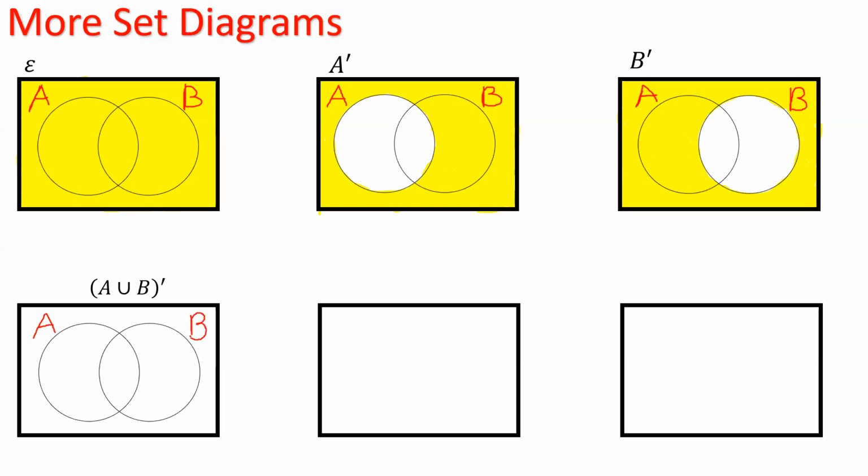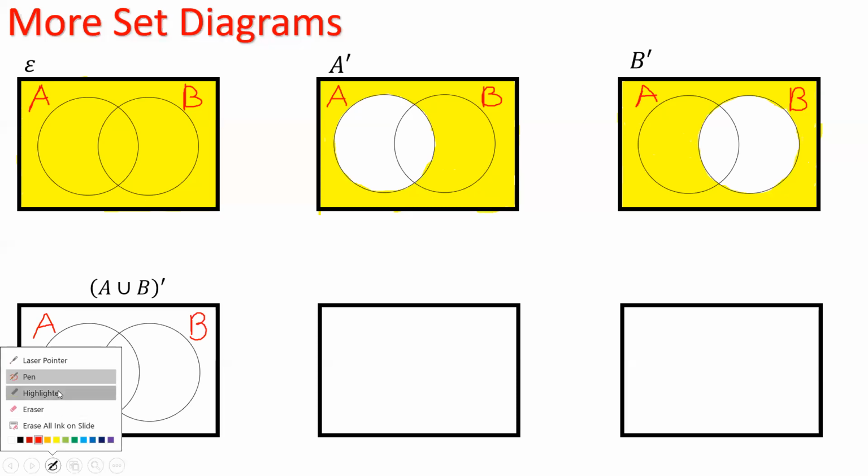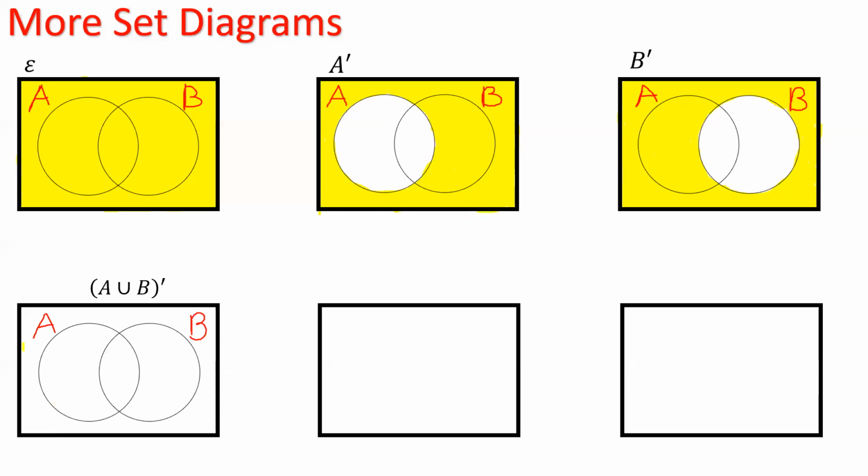I used like 2% of my brain capacity just now. Yes. So you cannot shade, or you shouldn't shade, the inside circles, just the outside box. That's what we mean by the complement of the union.